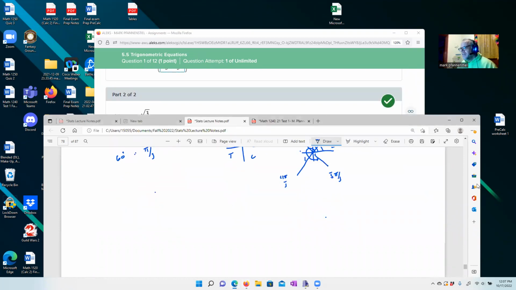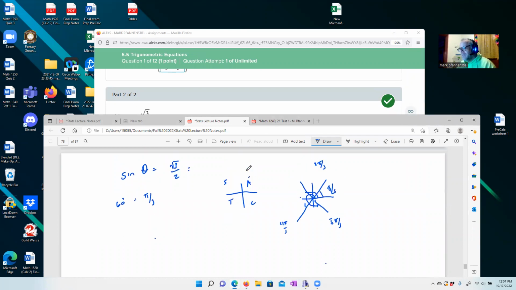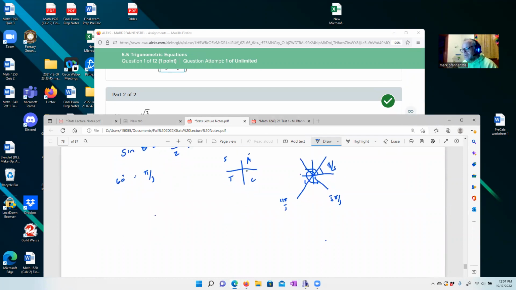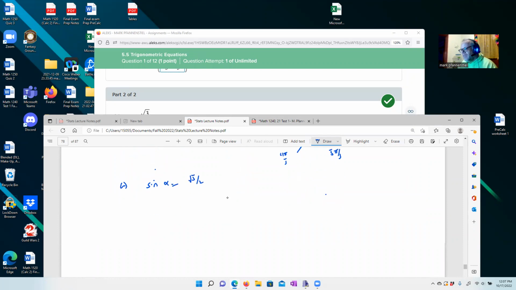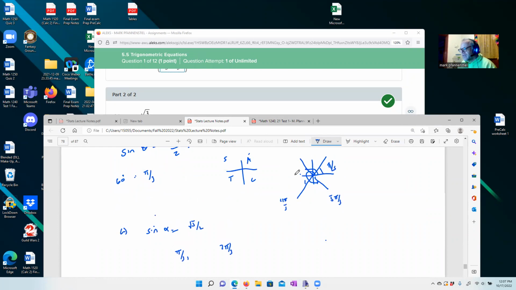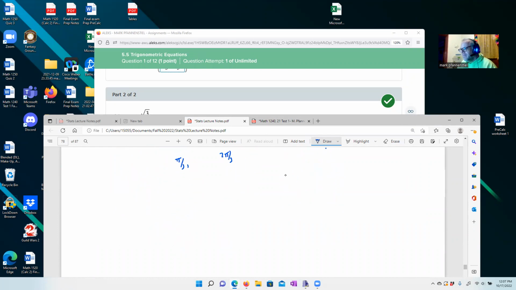Sometimes they want you to get all of the solutions. We only got one time around the circle. So for part A, when it says sine alpha is equal to root 3 over 2, you say, well, that's going to be pi over 3 and 2 pi over 3. It's hard to get a pattern just off of this because we also have to go around the circle again. We're also going to have 7 pi over 3, because that's 6 pi over 3 plus 1 pi over 3, and 6 pi over 3 plus 2 pi over 3, so that's also going to be 8 pi over 3.